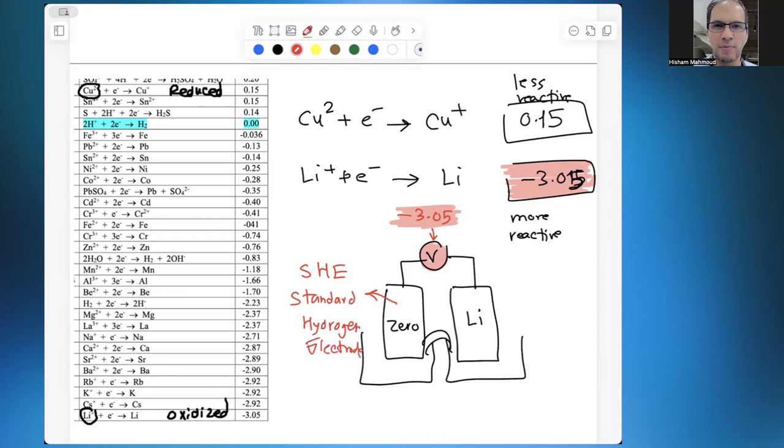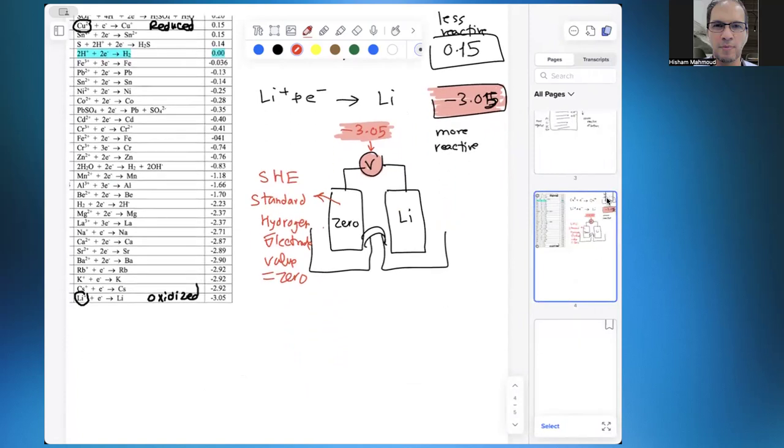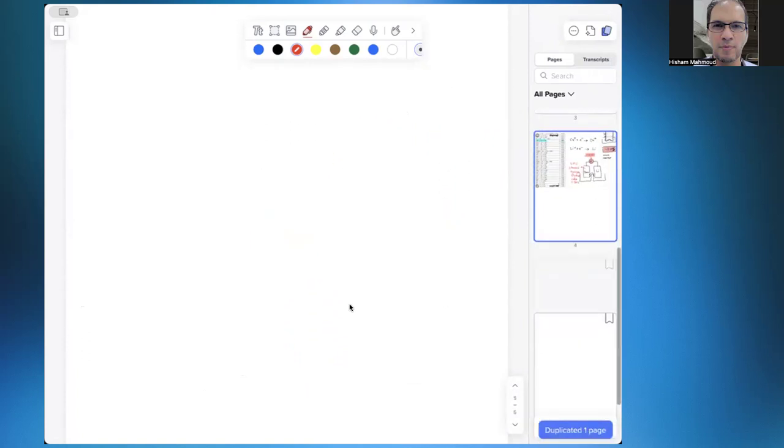The value of the standard hydrogen electrode is equal to zero. So if you put it against any substance and a number shows, then the number is for this substance. If I get negative 3.05, so what is this value for? It is for lithium.